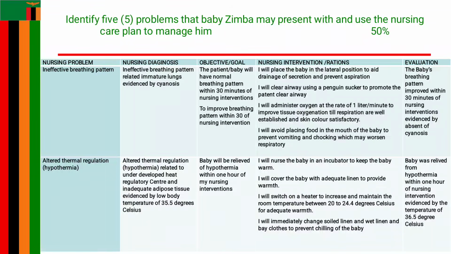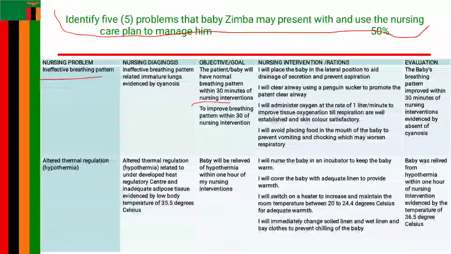Then the question C said identify 5 problems that baby Zimba may present with, and using a nursing care plan, explain how you will manage them. The first problem that we can see is ineffective breathing pattern, and for the nursing diagnosis, you say ineffective breathing pattern related to immature lungs evidenced by cyanosis. The goal, you can say the baby will have normal breathing pattern within 30 minutes of nursing intervention. If you are using objectives, you can say to improve the breathing pattern within 30 minutes of nursing interventions.